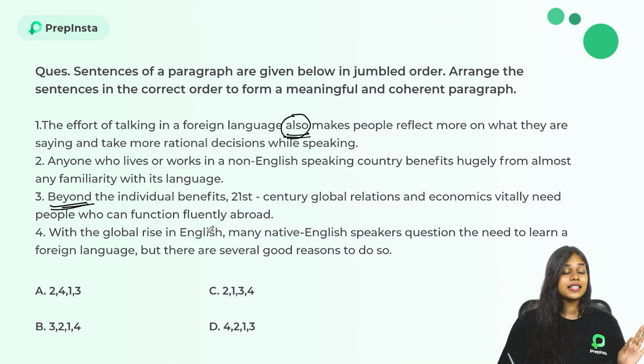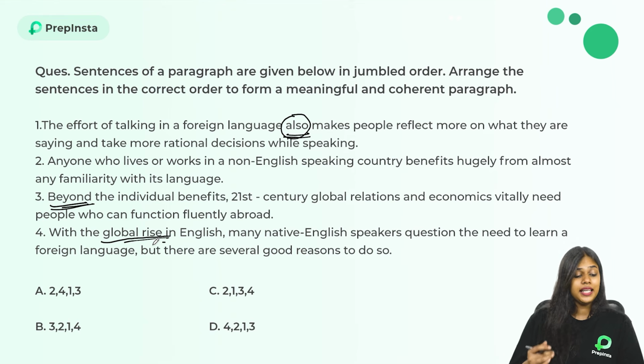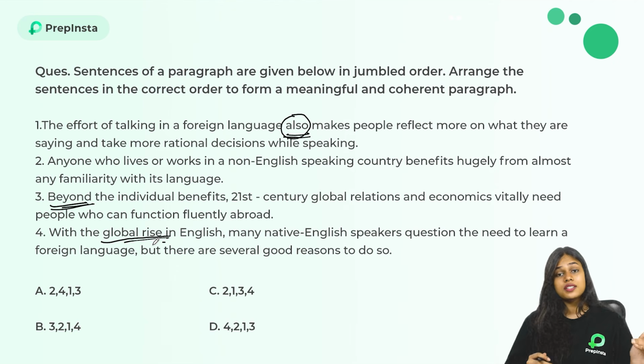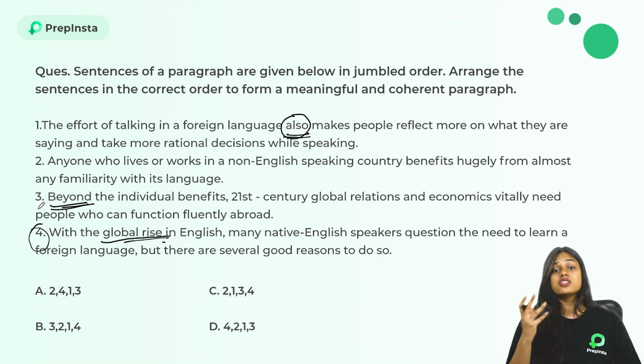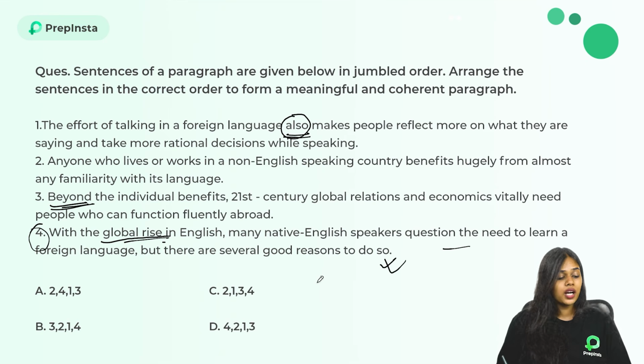With the global rise in English. So here states the theme of the passage. With the global rise in English, many native English speakers question the need to learn a foreign language. So what is the context of the sentence? The first theme is the rise of English language in the world. So, with the global rise in English, many native English speakers question the need to learn a foreign language, but there are several good reasons to do so. And after this, we are going to talk about the reasons. So, 4 comes first. All right, 4 comes first.